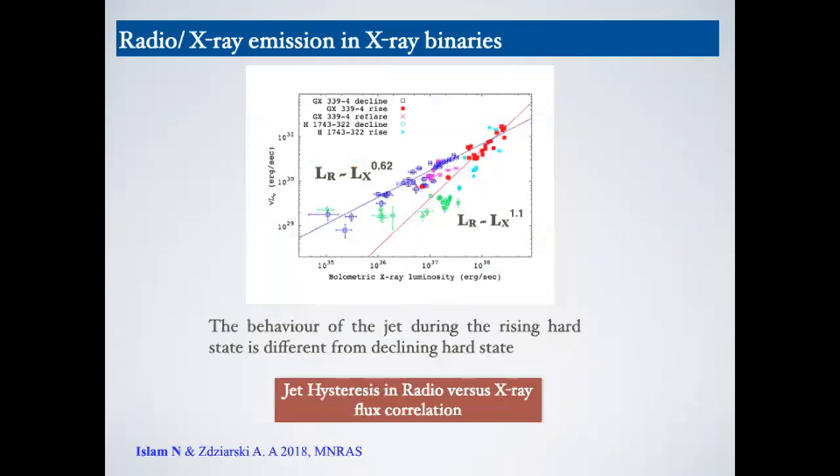So what we looked at is the behavior of the jet. These are the points for both GX339-4 and H1743 when they were in the rising hard state and declining from the outburst peak. Both of them behave like a standard track source, with an index of 0.6. Conversely, the behavior when the source is going to the hard state is different. The behavior of the hard state from the rising hard state to the declining hard state shows a different behavior, which means that it is similar to a jet hysteresis present in the system.